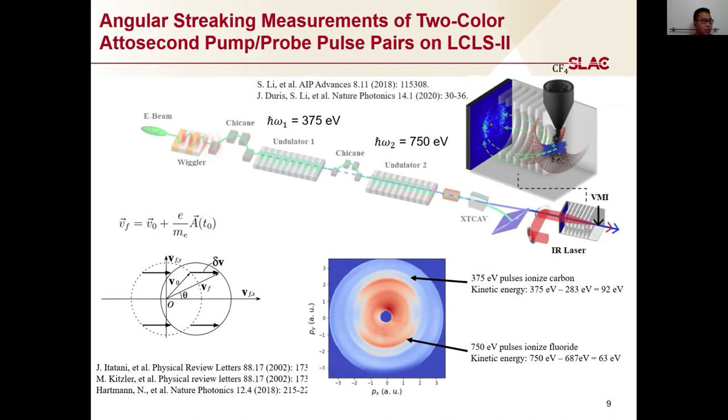As a result, photoelectrons ionized at different times get different momentum changes. The delay between two pulses can be estimated from the difference in momentum shifts of the two photolines.